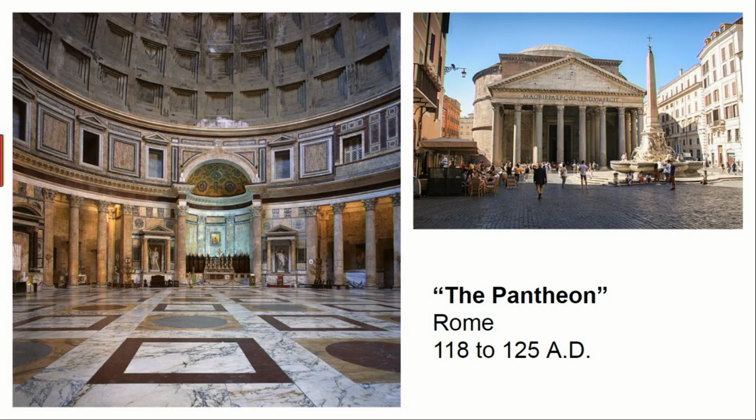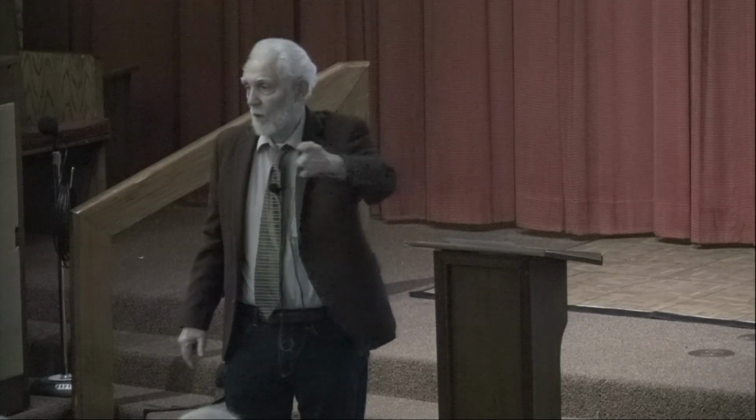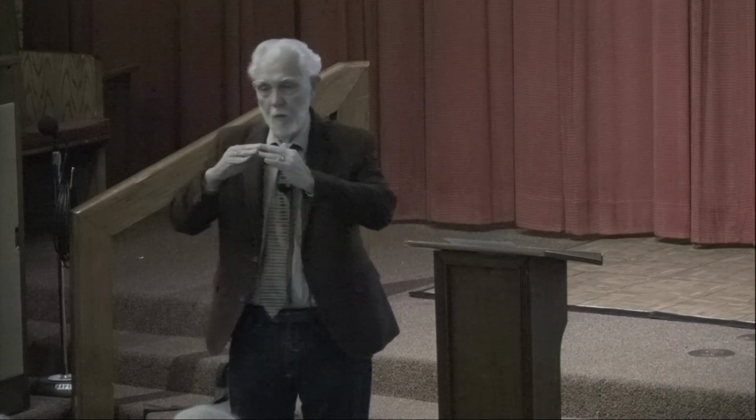Now the building is exactly symmetrical. 140 feet this way, 140 feet this way. At the top, you'll notice there are no windows. The top has a large opening, 27 feet across. It's open. It's called an oculus. That lets in all the light. It had a bronze shutter in Roman times, so you could close it if you needed to.